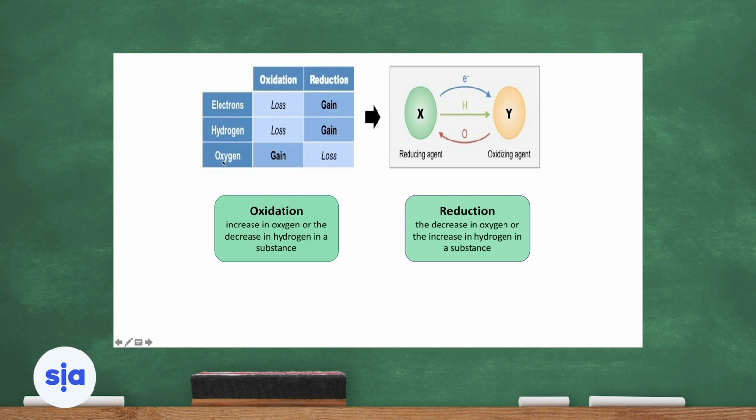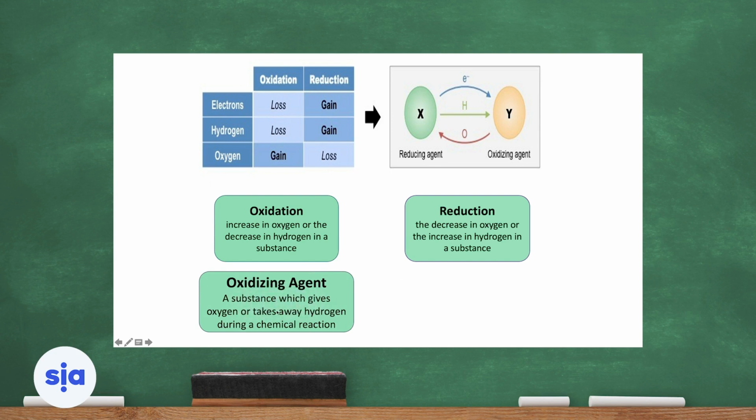So try to remember it like this. If the element gains oxygen, it means that oxidation happens. And if it loses hydrogen, it's the same, oxidation. What about reduction? It's the opposite. If the element gains hydrogen, this is reduction. If the element loses oxygen, this is also reduction.